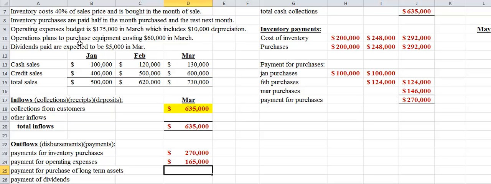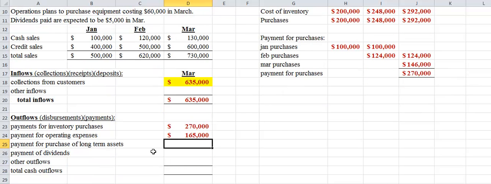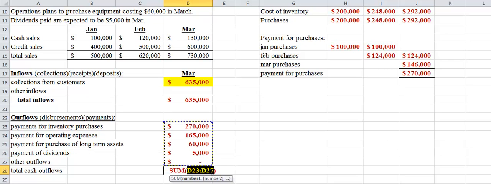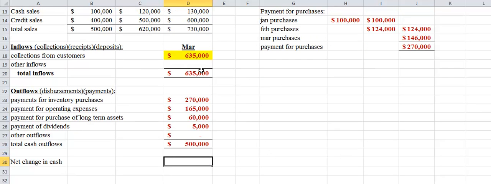All right, we plan to buy equipment in March, so we'll be writing a check for equipment for March, and we will be writing a check for dividends in March. They don't tell us about any other payments, so we can add these payments up, and we get $500,000. So the cash collections of $635 is bigger than the payments of $500. So the difference will make cash go up. So in this case, we have free cash thrown off in the month of March. We can use to repay debt.